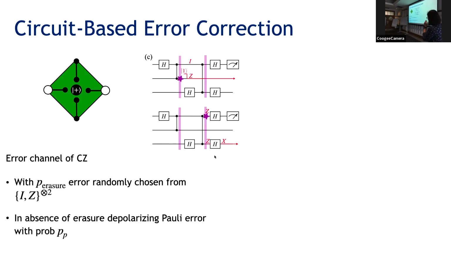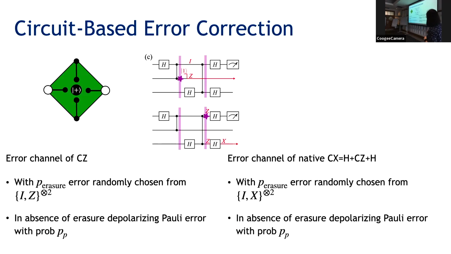Now, what happens if I have an erasure in the phase gate that was involved in the CNOT gate? In this case, the channel of the control Z gate is still Z errors, but because of this Hadamard, the Z error is going to get converted to an X error. So because I don't have a bias-preserving CNOT gate here, the native CNOT gate is going to convert Z errors to X errors.